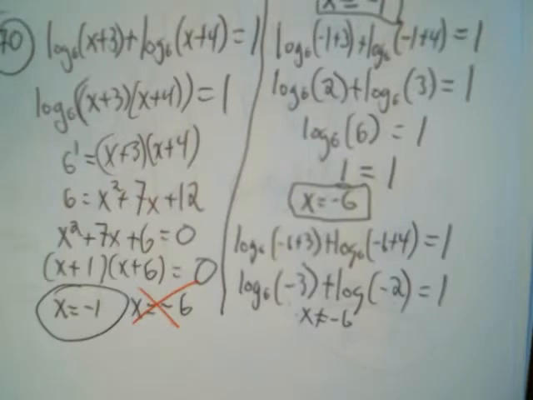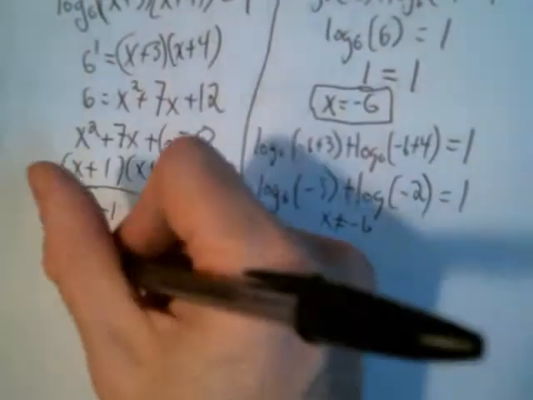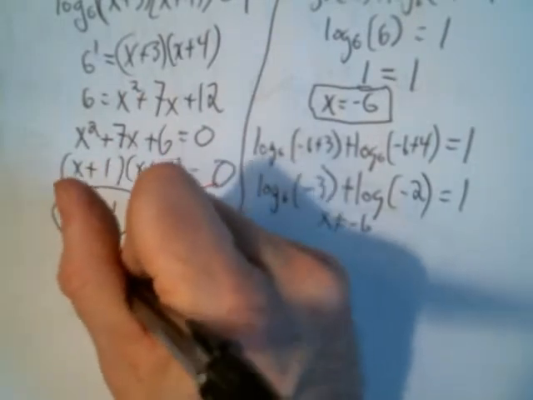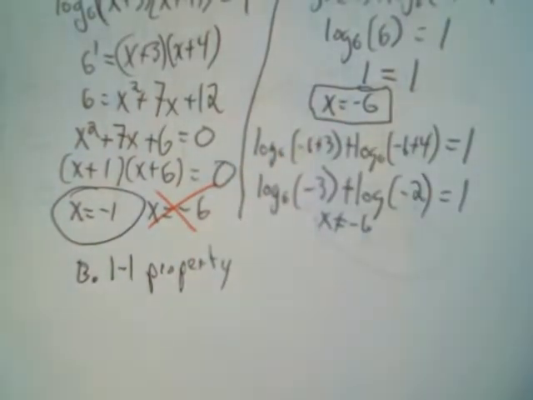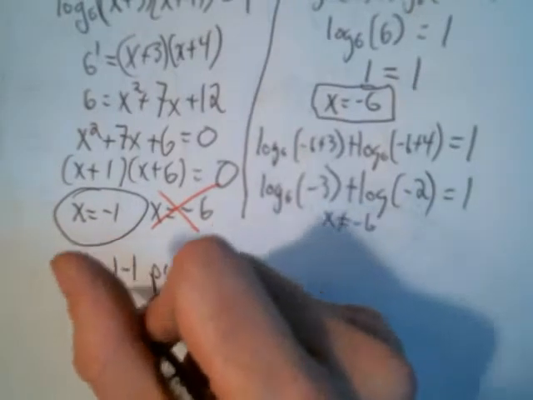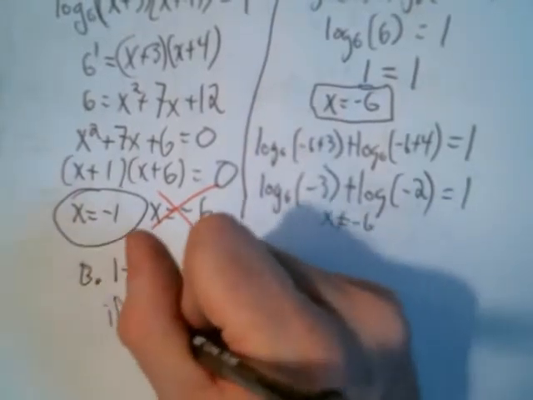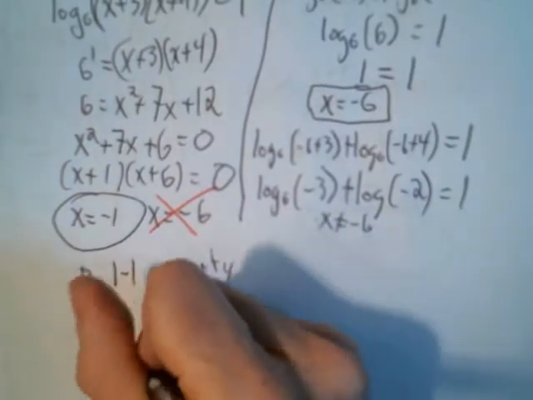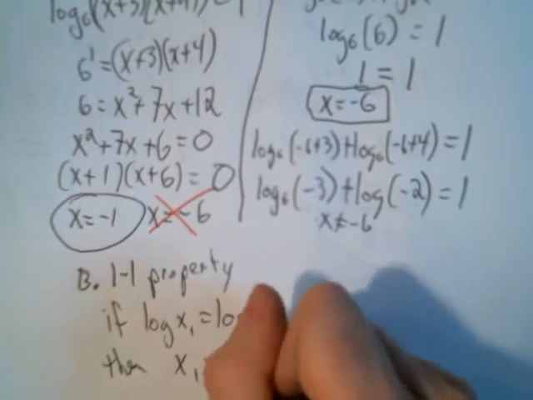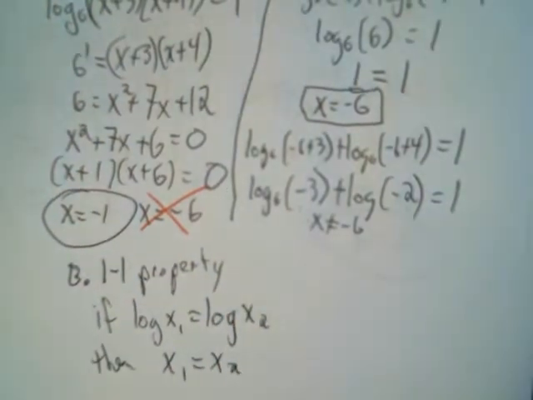Okay, the last method for solving here, we'll label this part B, using the one-to-one property. In general, if the function is one-to-one and you have f of x1 equaling f of x2, it forces x1 to be the same as x2. Otherwise, you would have failure of the horizontal line test. So in the context of logs, how does that look? If log of x1 is equal to the log of x2, then because it's one-to-one, we will have that x1 is equal to x2. That's the property we're exploiting.